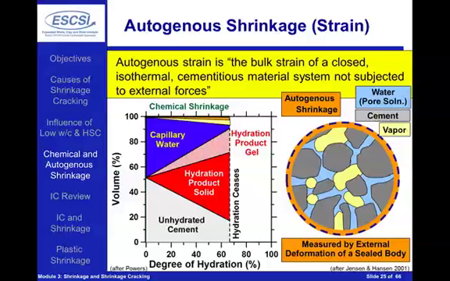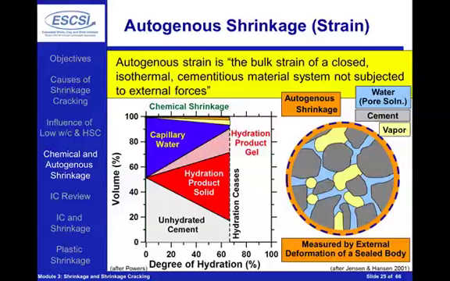Now, we've talked about chemical shrinkage, and what we want to be really clear about is that when we're talking about chemical shrinkage, we're talking specifically about the total volume change of the cement due to the reaction. We're going to shift gears a little bit and talk about autogenous shrinkage, or autogenous strain, and this is going to be a fraction of the chemical shrinkage that's occurring in the system.